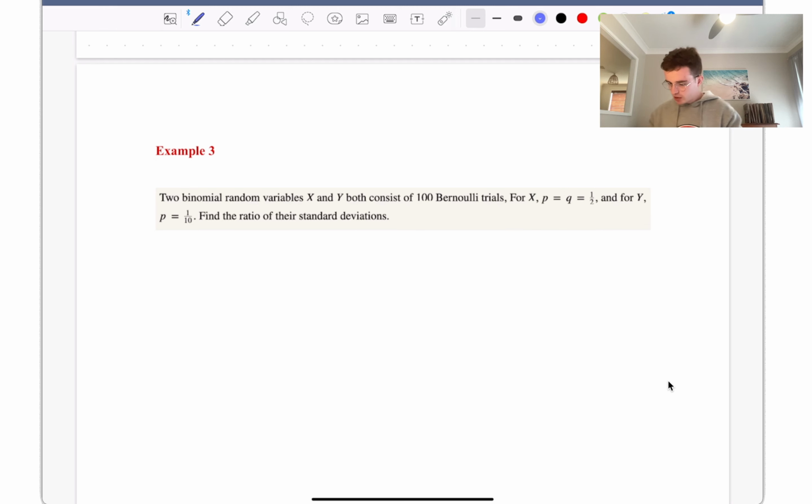Okay, example number 3. Two binomial random variables x and y consist of 100 Bernoulli trials. For x, p is equal to q is equal to a half, so probably we're flipping a coin, and for y, p is 1/10. Find the ratio of their standard deviations.